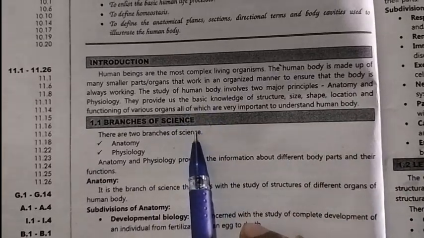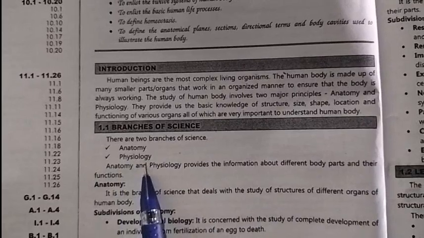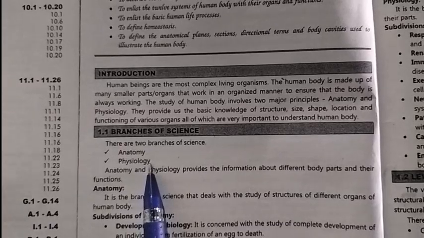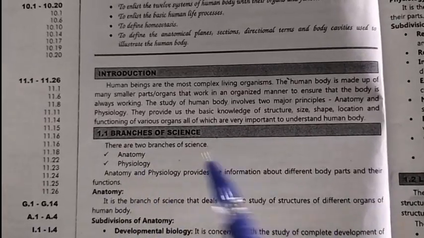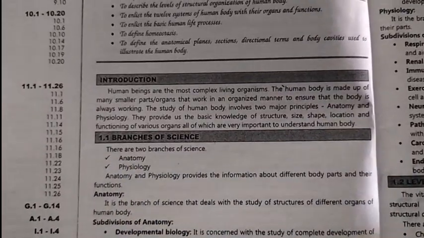Then what are the branches of science? There are two branches of science, namely anatomy and physiology. Here listen, most of the words of biology are coming from the Greek and Latin languages. So before going to study, understand the basic meaning of that word.